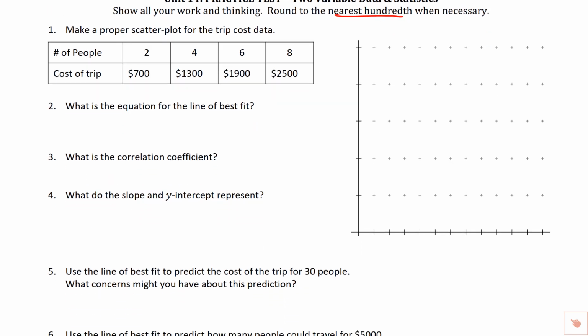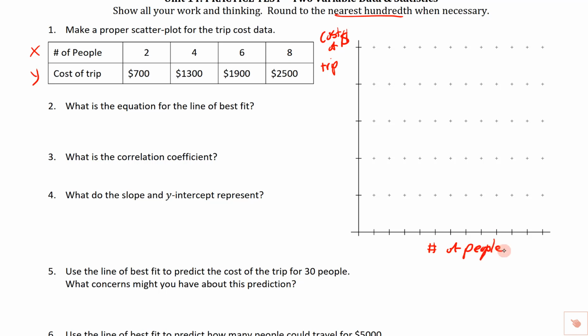It says make a proper scatter plot for the trip data cost. And we've got the number of people and we've got the cost of the trip. This is usually going to be the independent variable, the x variable, that will come first. And then second is going to be the dependent variable, so that's going to be y in this case. So I'm going to write down cost of trip here, and I'm going to write a $ sign there. And then over here we're going to put number of people.